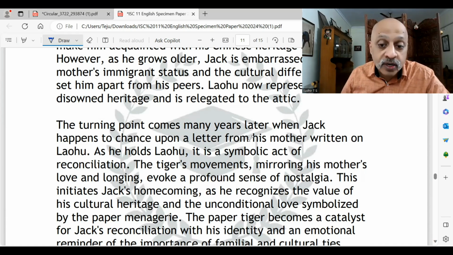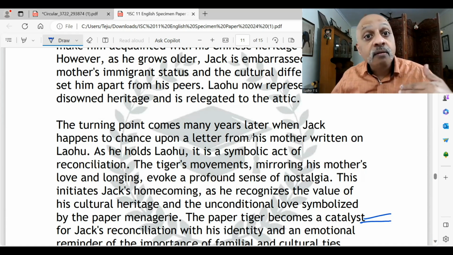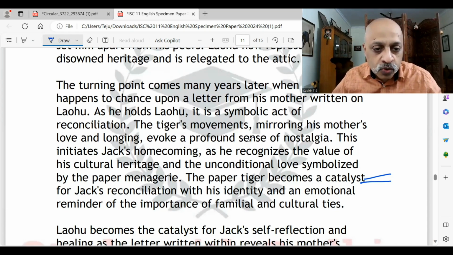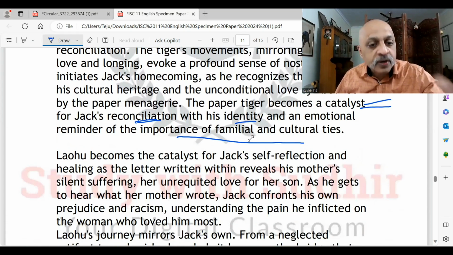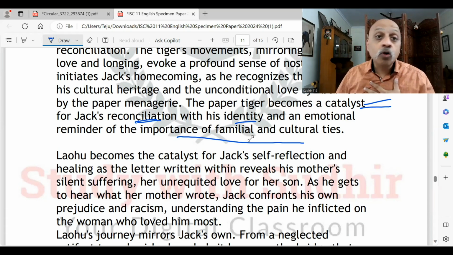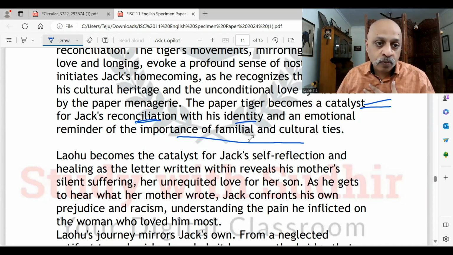Please use these kind of words. These are important. It becomes a catalyst for Jack's reconciliation. Very important word. Okay, please use this word with his identity and an emotional reminder of the importance of family and cultural ties. So the paper tiger becomes a catalyst for Jack's self-reflection and he also heals. He also becomes an improved human being.